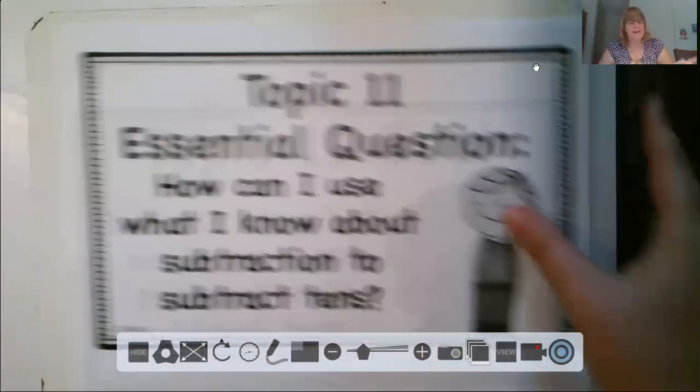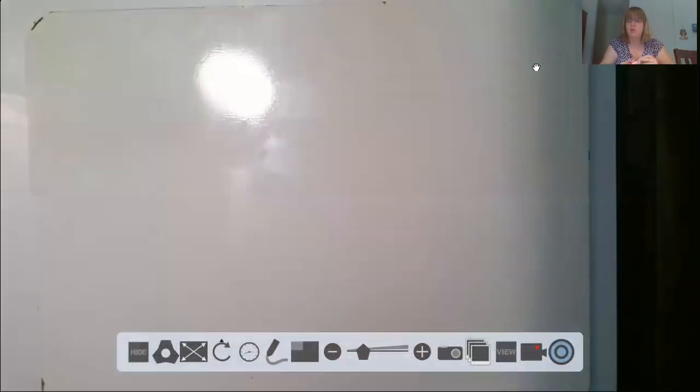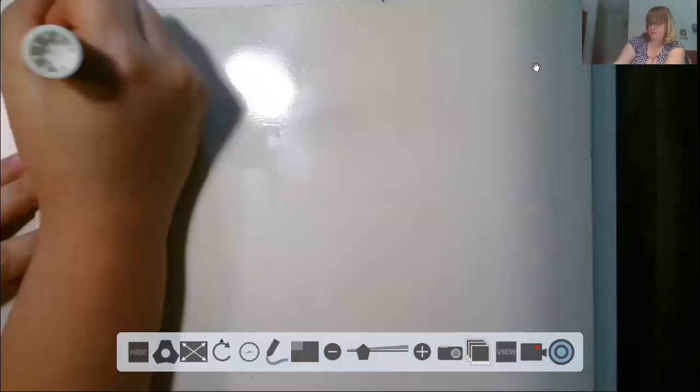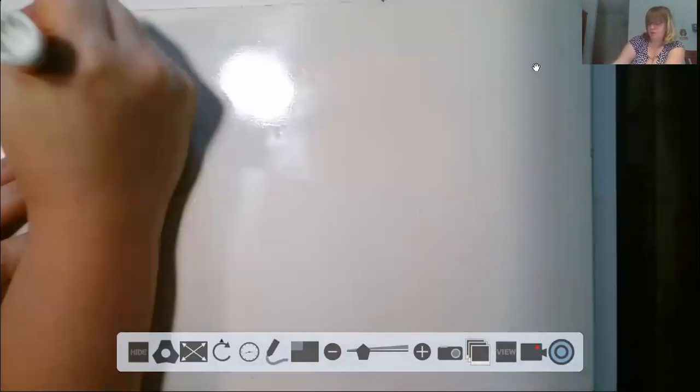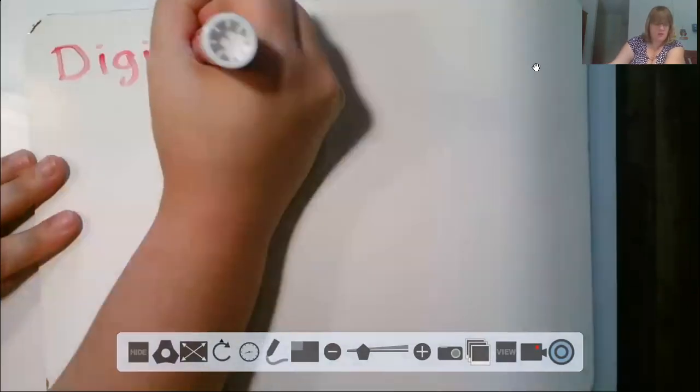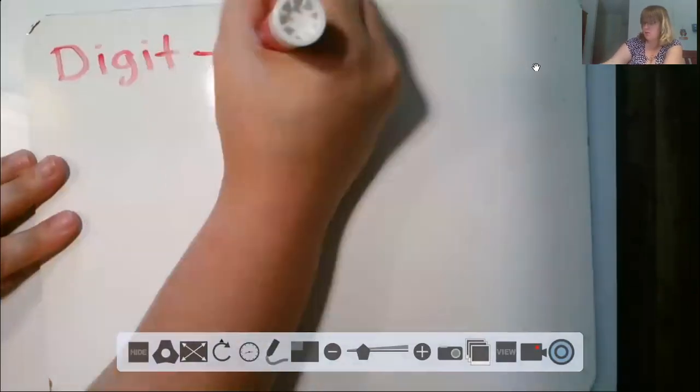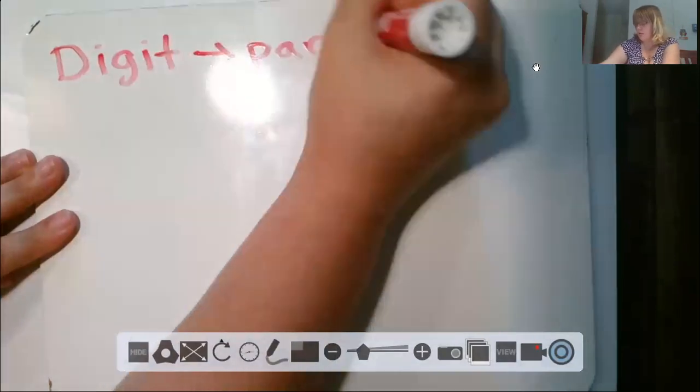Before we jump in to learning these strategies, I want to start off by reviewing with you place value. So remember, place value is how much a digit is worth based on where it's at. And you might be thinking, well, what is a digit, Miss Skeens? And a digit is just parts of a number.